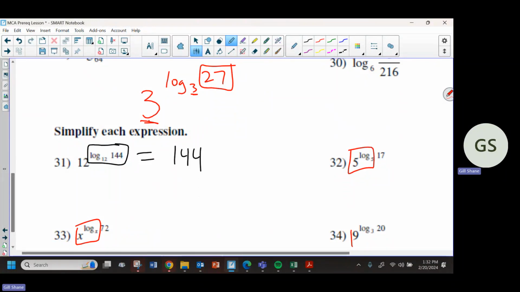So what are those answers that I just did the boxes on? Yeah, it's just those numbers, right? So 17 would be that answer, and then 72 would be that answer. What was this one? 3.